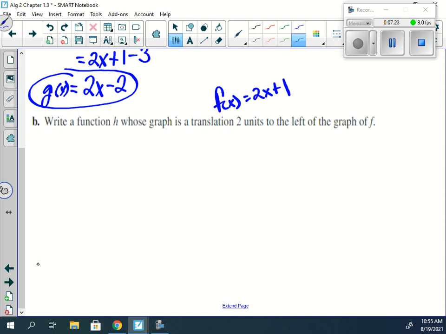Okay, let's look at this one here. Write a function h whose graph is a translation 2 units to the left of the graph of f. So we'll say h of x is equal to, well, left or right is horizontal. And our one for horizontal is f of x minus h.